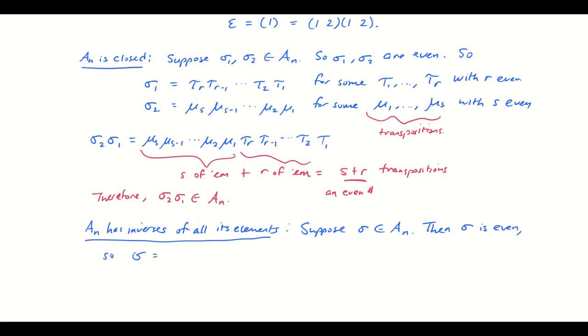So sigma is equal to some product of an even number of transpositions. I'm going to reuse the symbols tau because I don't want to come up with another Greek letter. I got tired of that in the previous video. So for some transpositions tau 1 through tau r with r even. So now we need to show that sigma inverse also is expressible as a product of an even number of transpositions. At this point, you should maybe just pause the video for a minute and see if you can figure out why sigma inverse would be expressible as a product of an even number of transpositions.